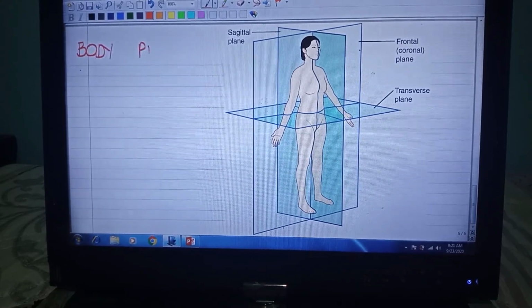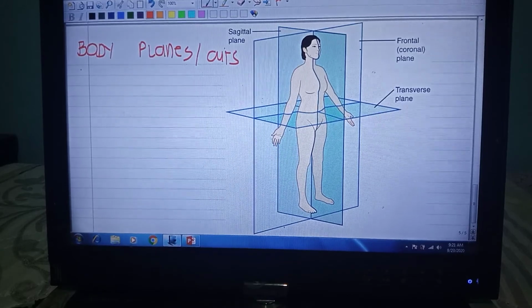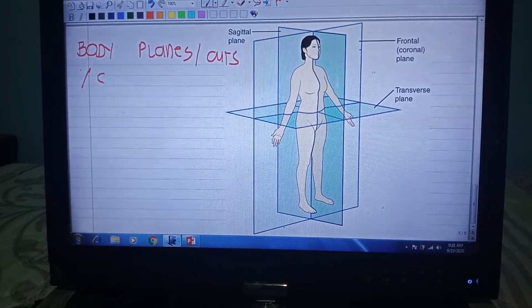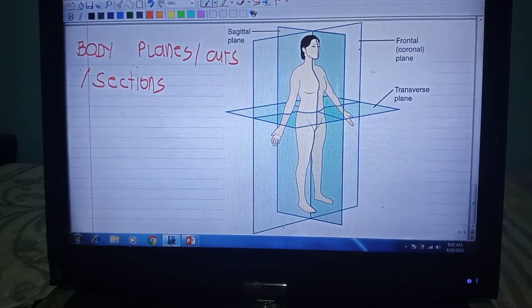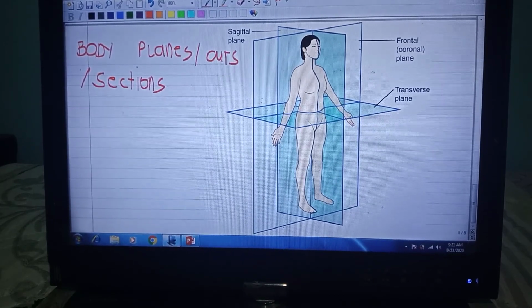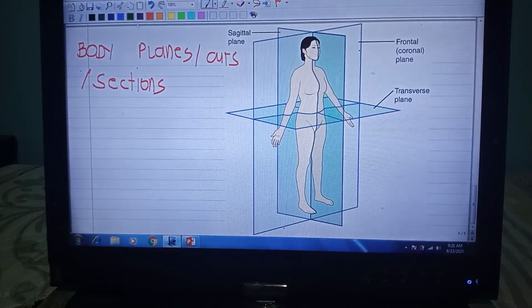Your body planes, or your cuts or your sections na tinatawag natin. So if you want to observe the internal structure like the heart, the lung, the brain, we need to cut the body into slices called your planes or your sections na tinatawag po natin. So we have different planes, okay? Body planes na tinatawag natin.